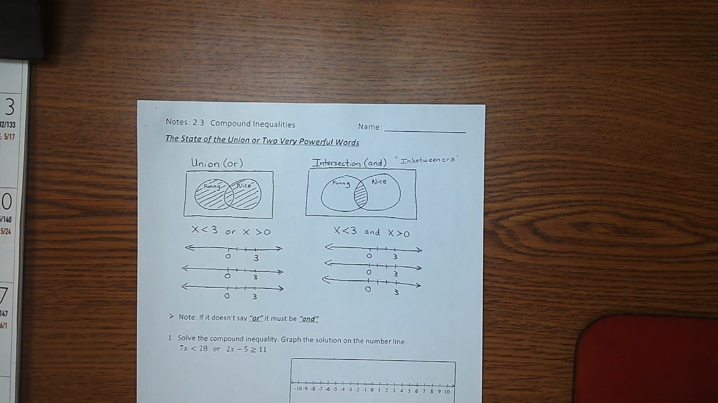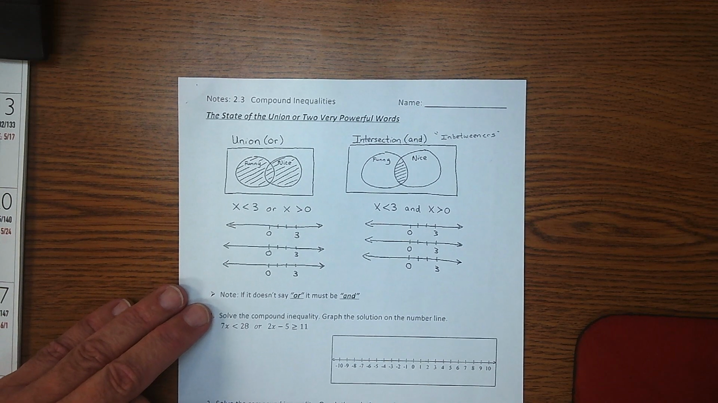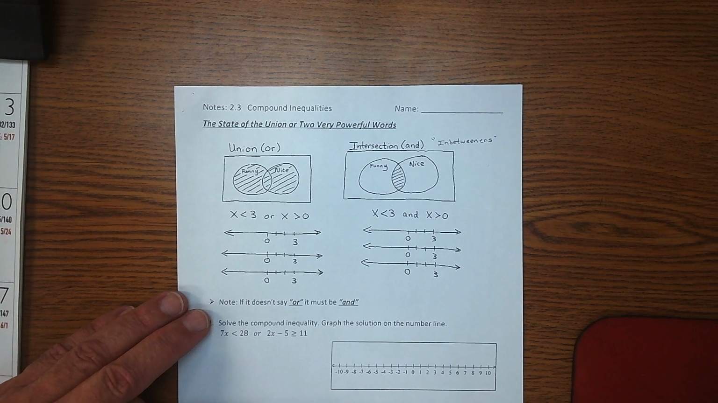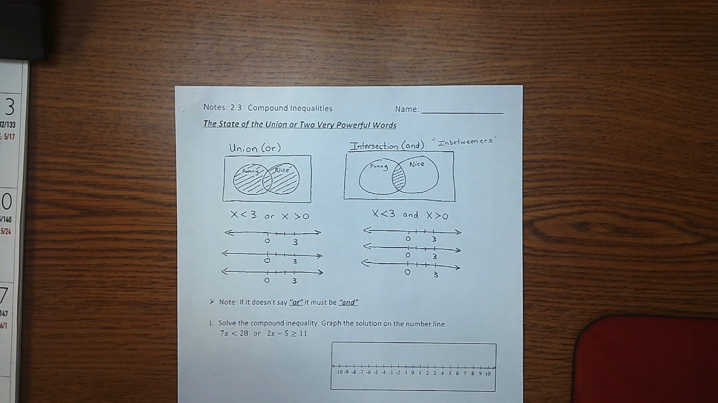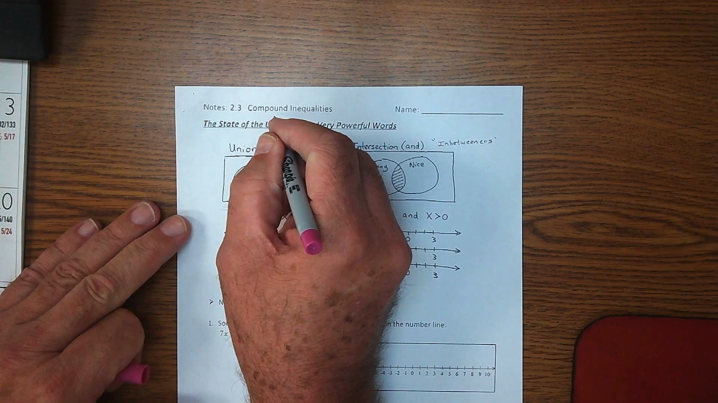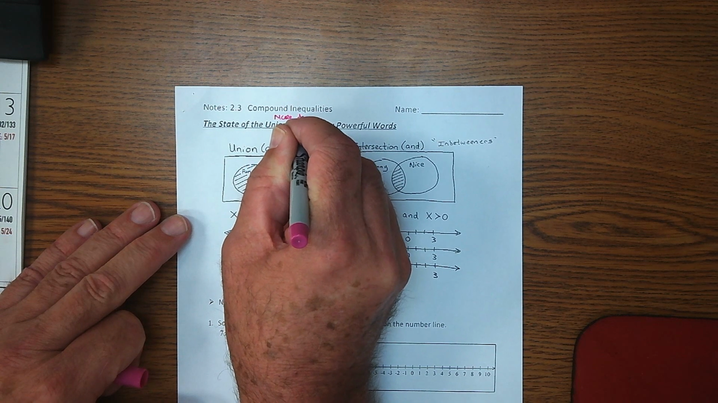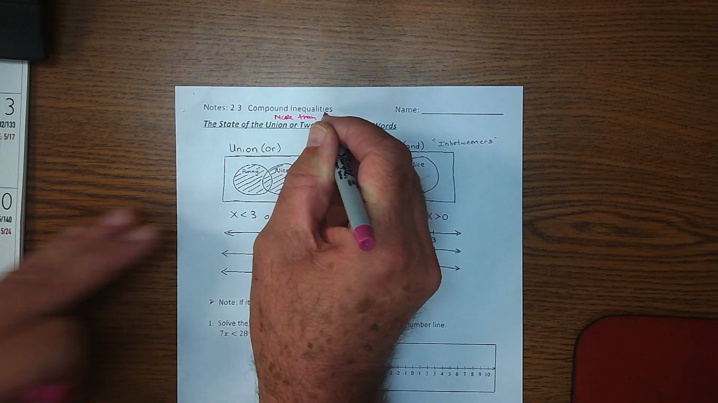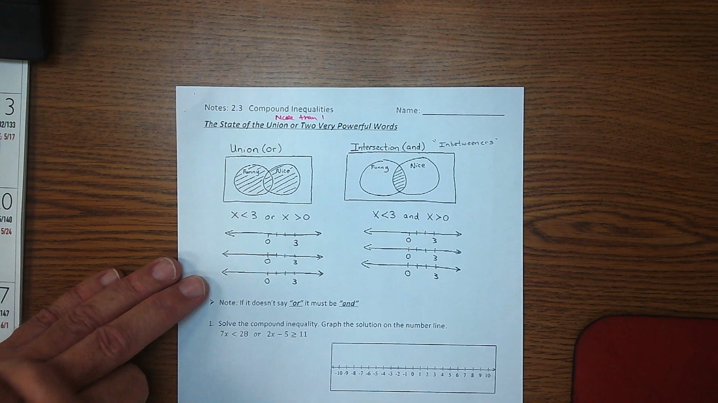All right, so 2.3 notes. We have two things to talk about: union and intersection. These are complex inequalities. They require more than one inequality, okay?